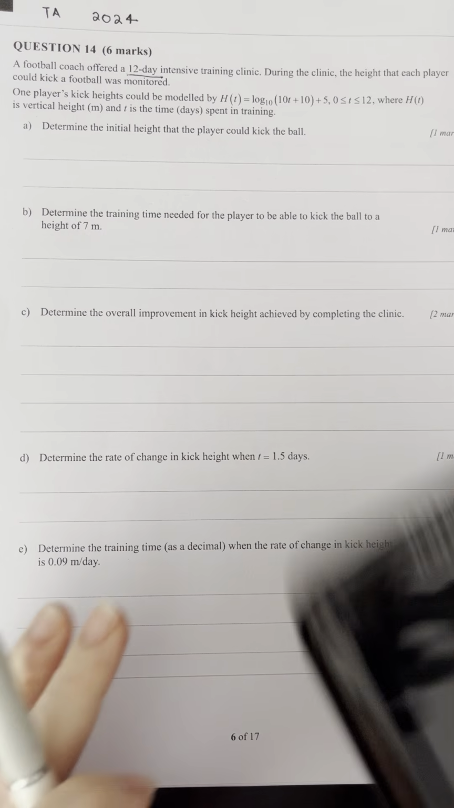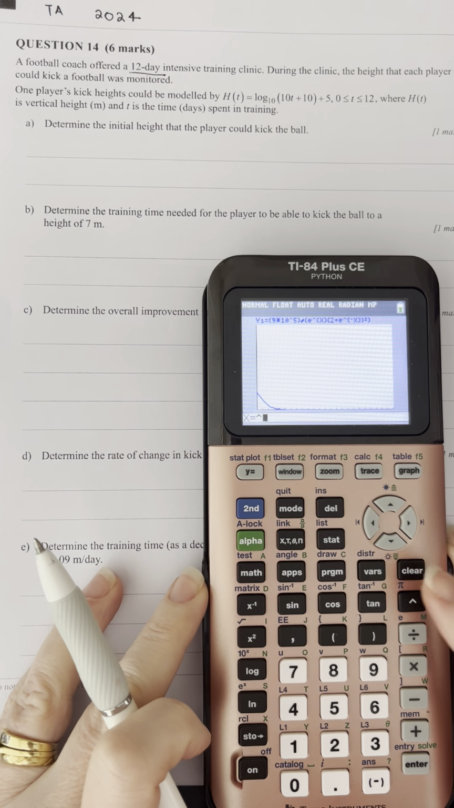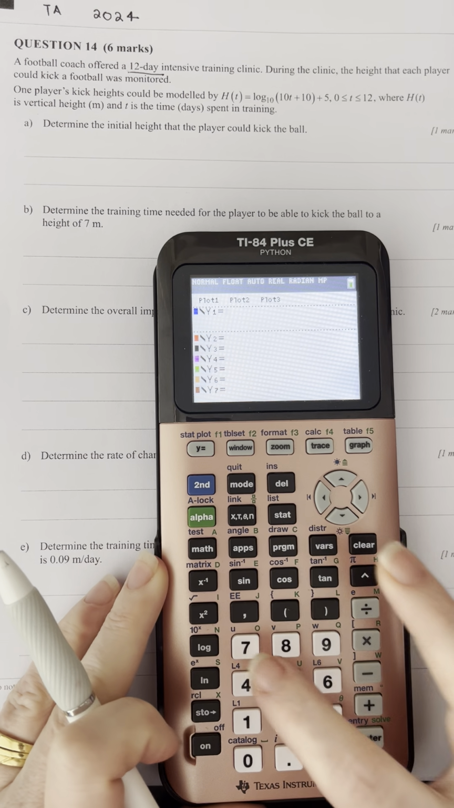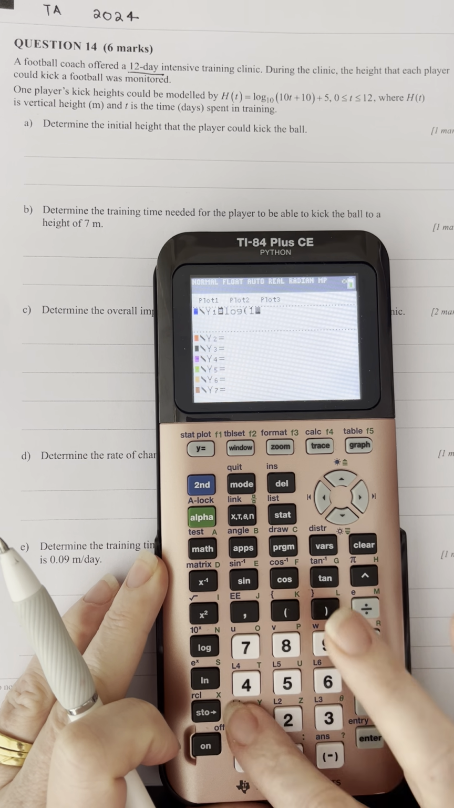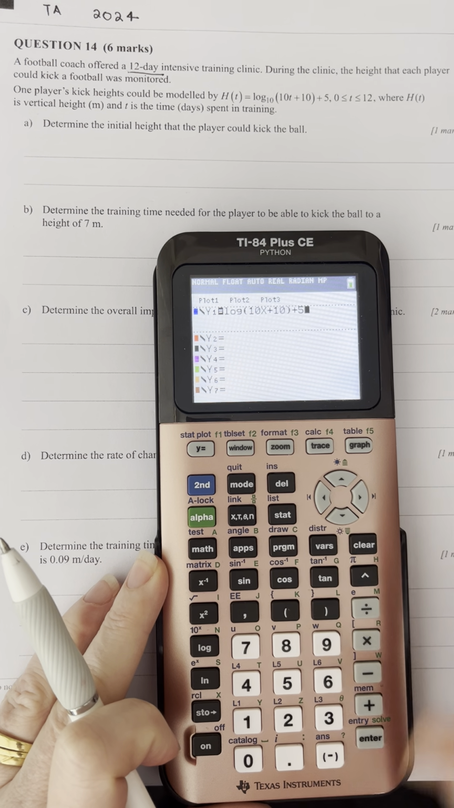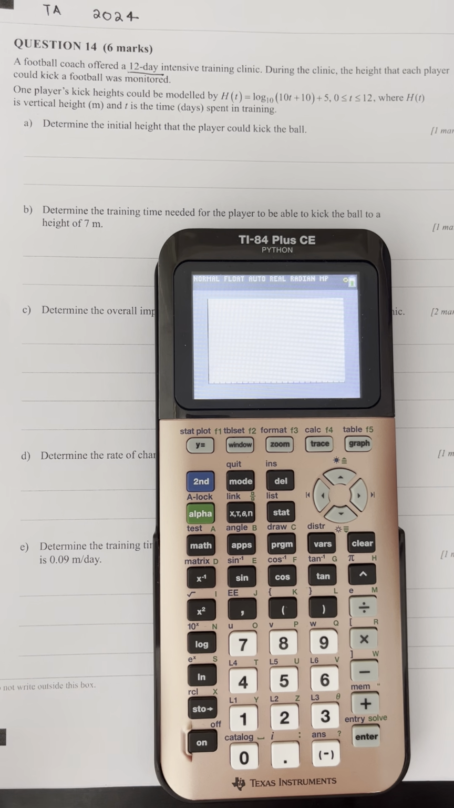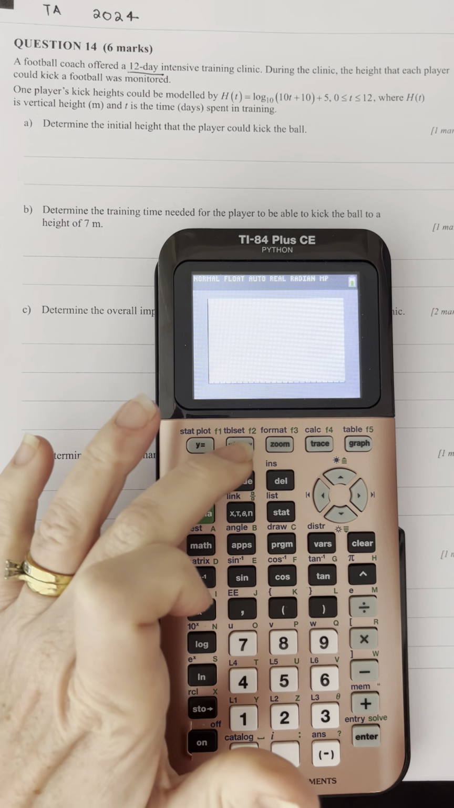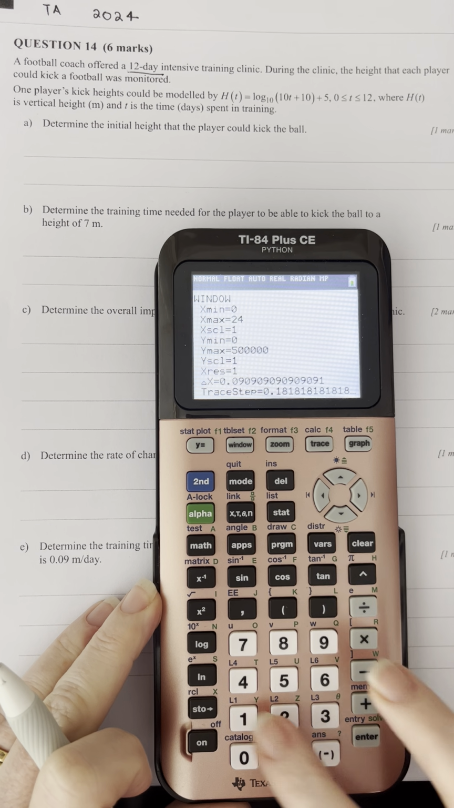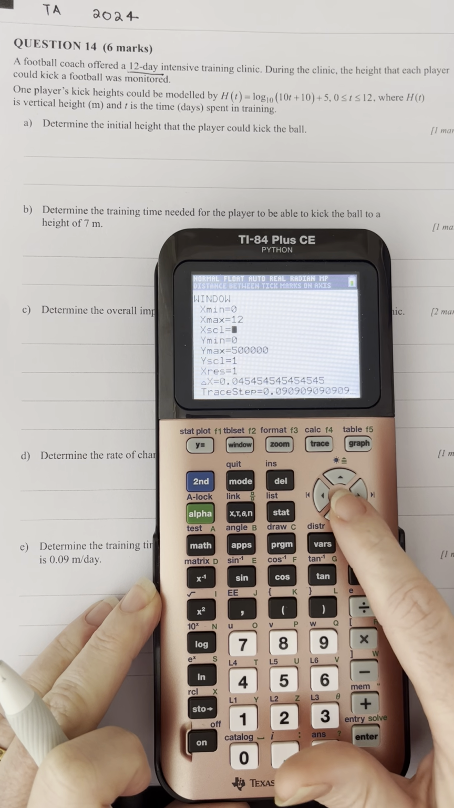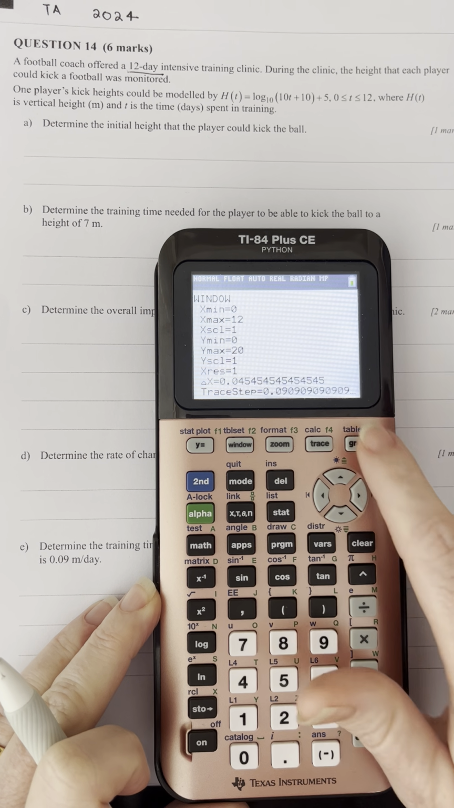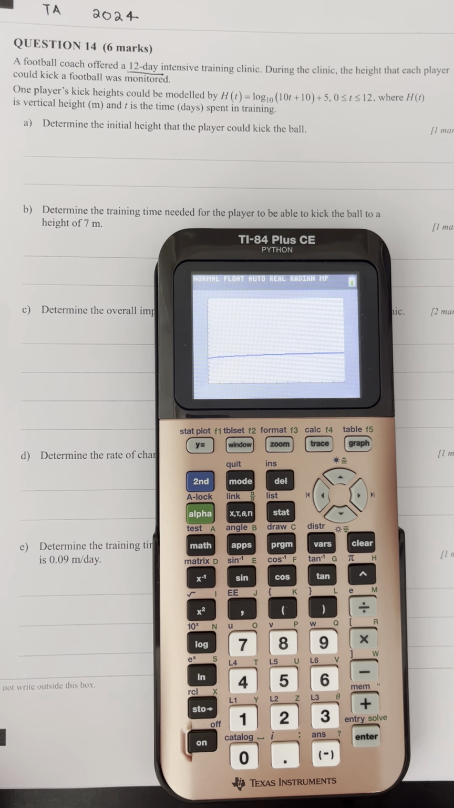Now remember, Tech Active, we can use our calculators. So I'm going to my y equals, I'm going to put in that equation there. So log 10x plus 10 bracket plus 5. Hit my graph there. Obviously I'm going to have to change my window because I was working on a different type of question. Obviously we're going up to 12 for 12 days. Our height maximum, I'm going to put 20 and we've got our graph there.